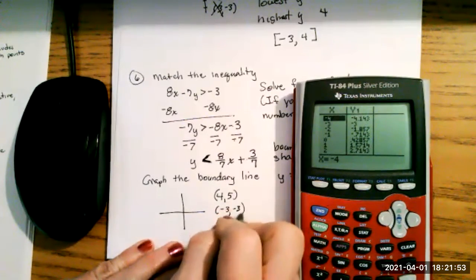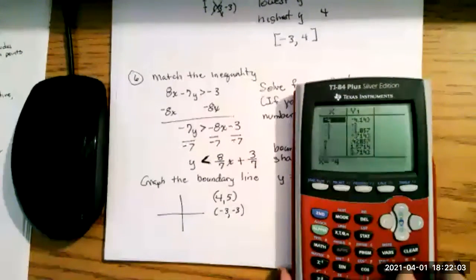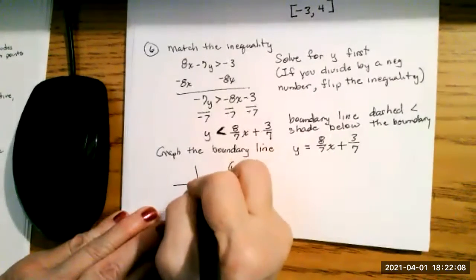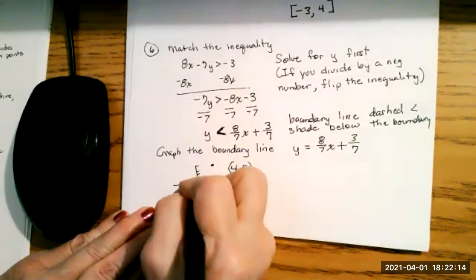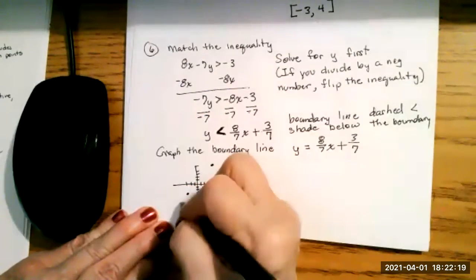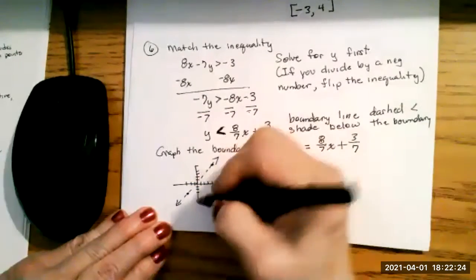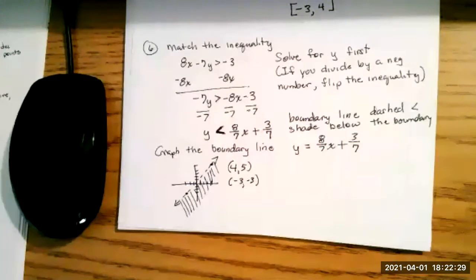I don't want to graph all those decimal numbers, but if I put it on my calculator, I can find at least 2 places that the points are nice. So I've got 4, 5, and -3, -3. Those are what I'm going to graph. 1, 2, 3, 4, 1, 2, 3, 4, 5, 4, 5, -3, -3. And I remember I want my boundary line to be dashed. And I'm going to shade below the dash line. So that's my picture.